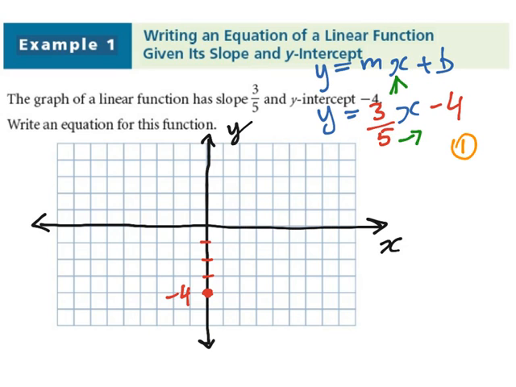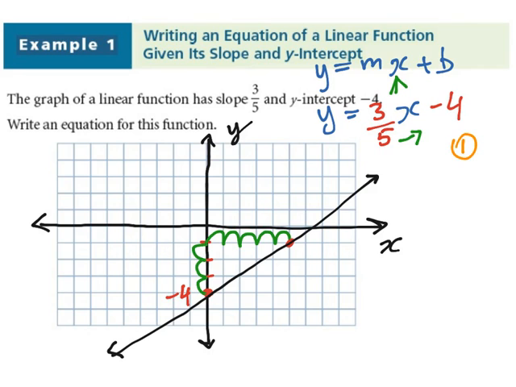So let's do that. Let's move 3 units up, 1, 2, 3, from the -4, and 5 units across, 1, 2, 3, 4, 5. So that is the location of the second point on this line. We connect the points by the line, and this is what our linear function looks like.